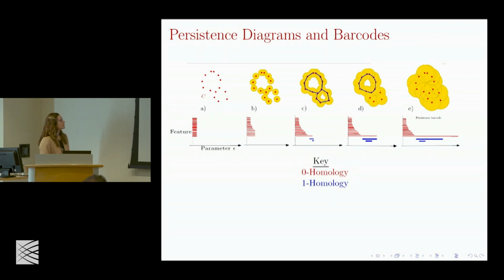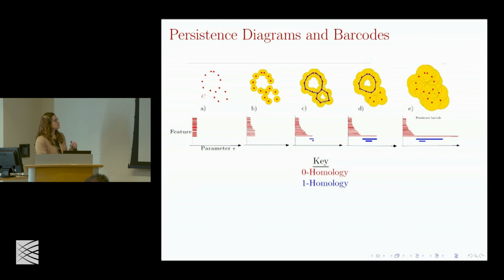Now we're going to run a parameter epsilon and start building balls around every single point. And you can see as that epsilon parameter gets bigger, some of our connected components start to merge. And this is reflected in the barcode diagram. These features essentially die, whereas others persist on.